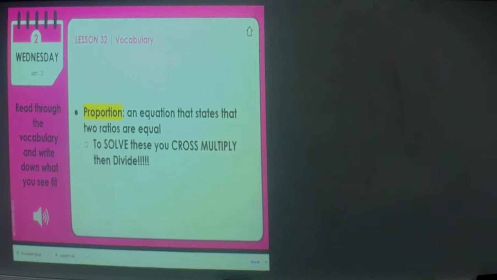So proportion, an equation that states two ratios are equal. To solve these, we're going to cross multiply and divide. So I'm kind of jumping a little ahead on that, but that's because we've already worked with this. We can do this. So to solve proportions, we cross multiply, then divide.